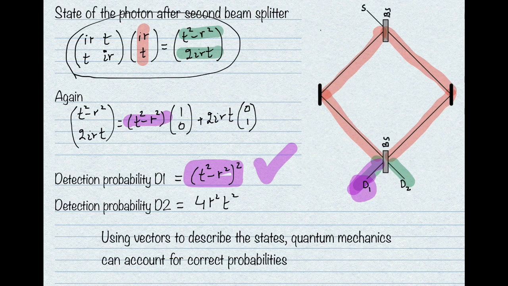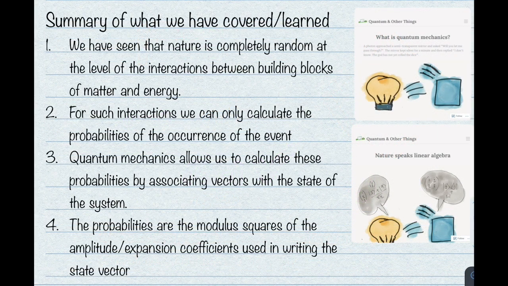Similarly, the amplitude 2irt along this path gives the correct detection probability 4r²t² for detection at the detector D2. In this way, we see that by using vectors to describe the state of a quantum system, we can compute the experimentally verifiable probabilities and correctly account for the behavior of the system. This brings us to the end of this lecture.